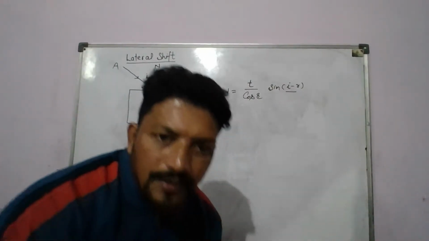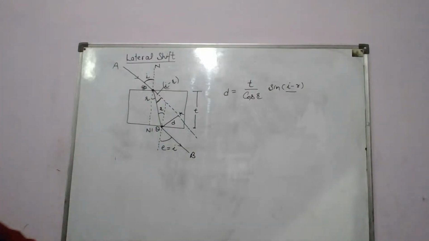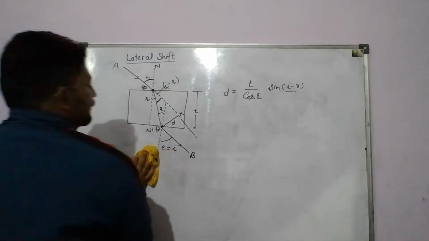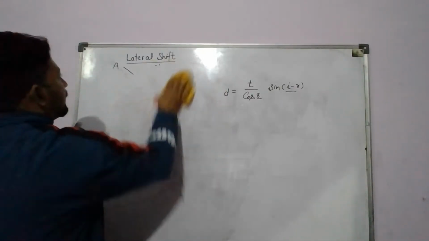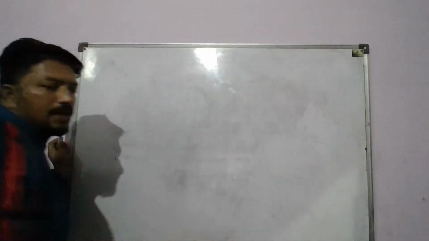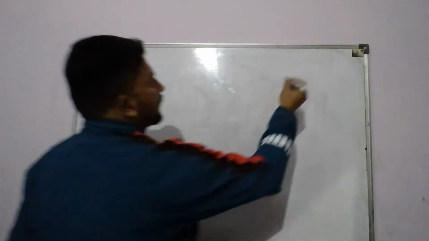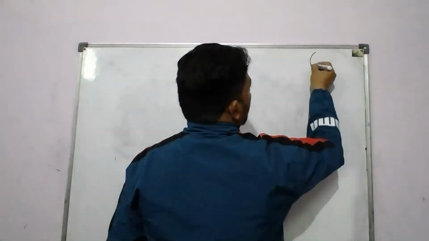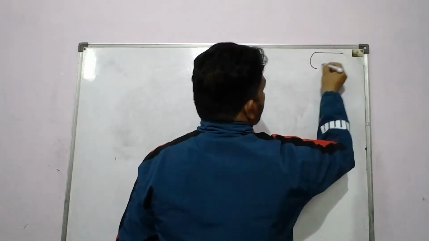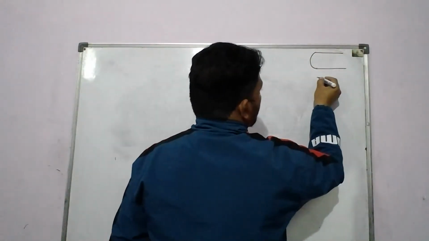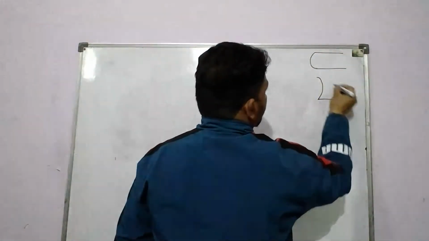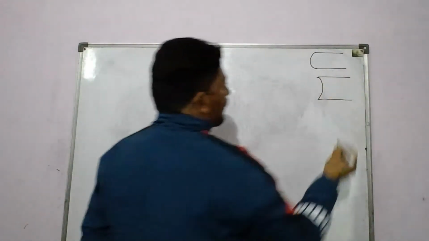Just to understand refraction, this is the most important concept. 3 to 4 questions are there. Refraction at convex spherical surface. It's a convex spherical surface and it's a concave spherical surface. All the results are the same.